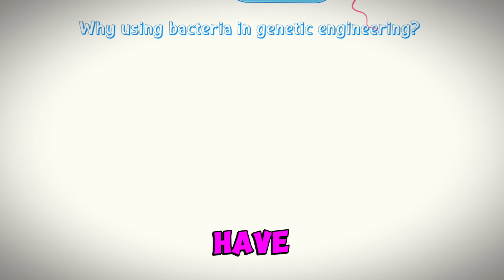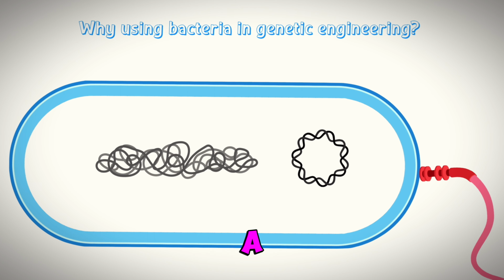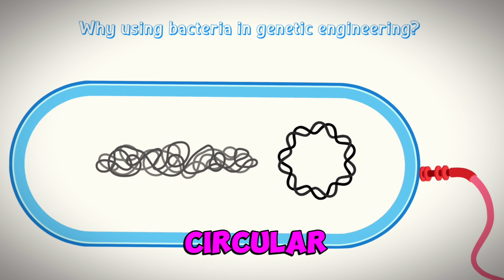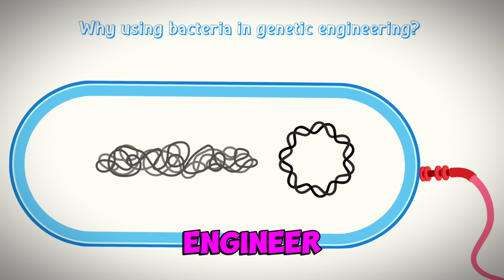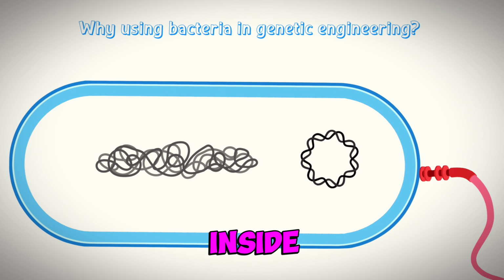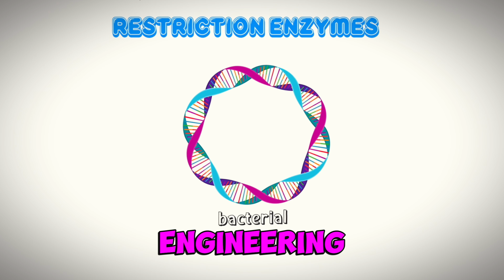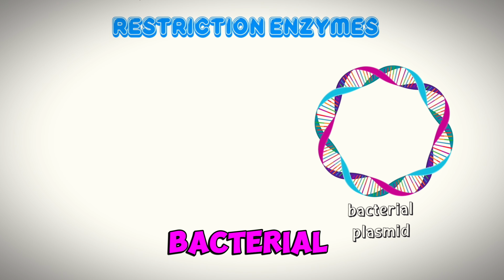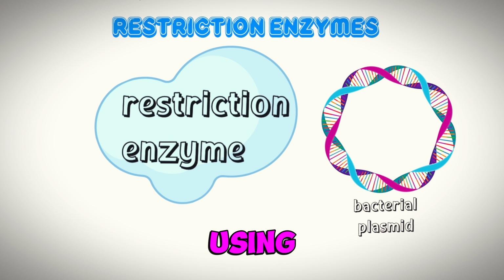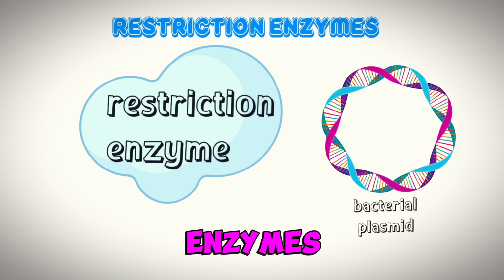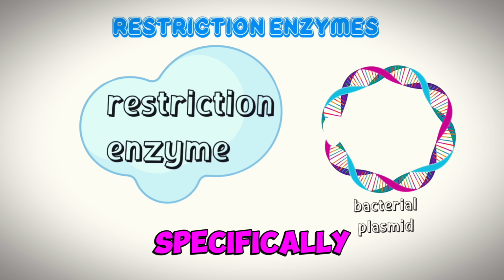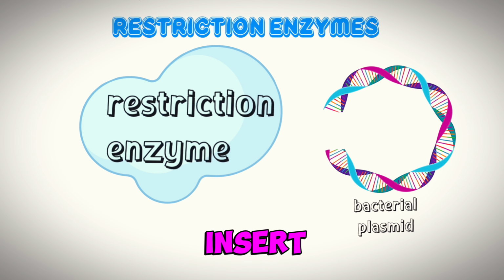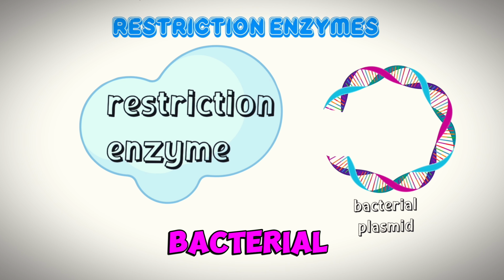Moreover, bacteria have what we call a plasmid. A plasmid is a short piece of circular DNA that we can engineer and insert the human insulin gene inside. The first step in genetic engineering is to take that bacterial plasmid and cut it by using restriction enzymes. Restriction enzymes cut DNA specifically to open it up and insert that human insulin gene right inside the bacterial plasmid.